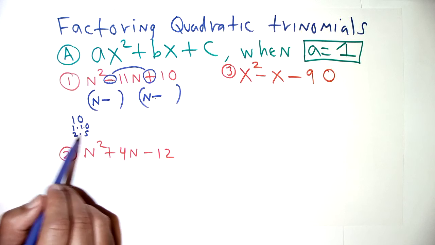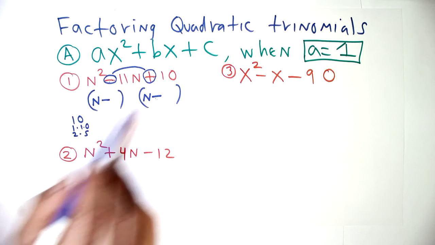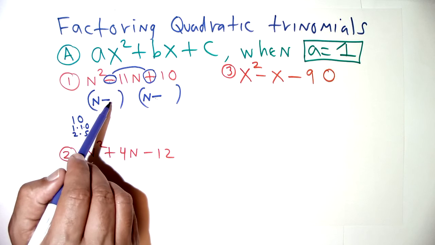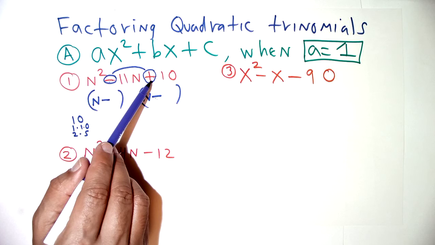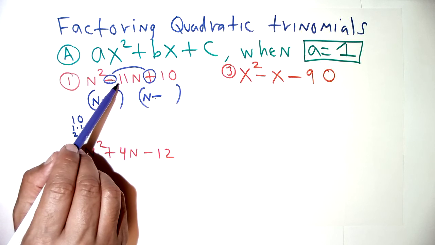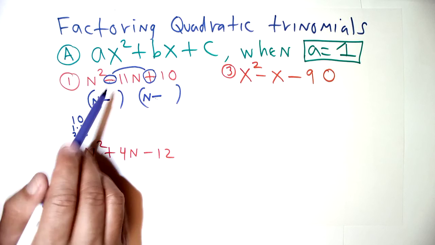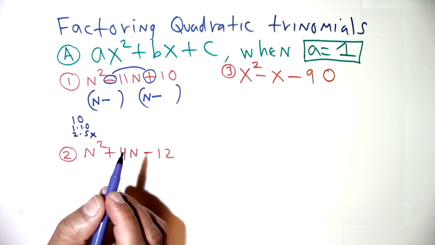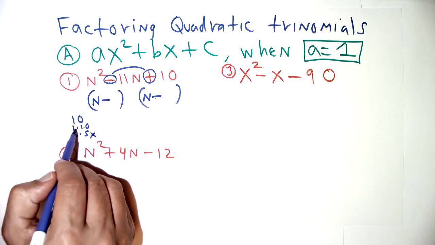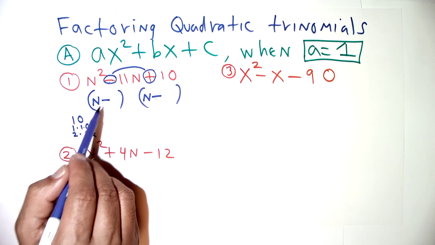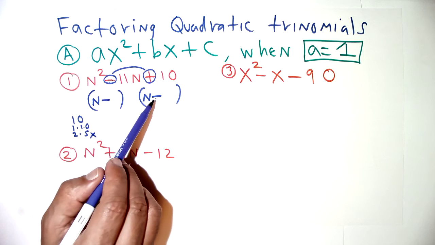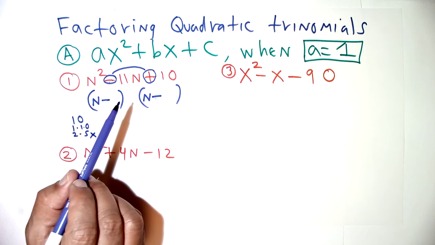If you use 5 and 2, let's say you place them here and here, then it's going to be negative 5 and negative 2. Negative 5 times negative 2 will give you positive 10, but negative 5 take away 2 will give you negative 7. And we're looking here for negative 11. So clearly, this one's not going to do it. But 1 and 10: if you replace 10 here and 1 here, negative 10 times negative 1 is positive 10, and negative 10 take away 1 is negative 11.